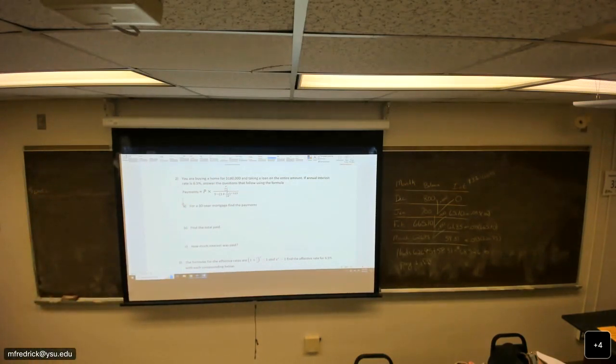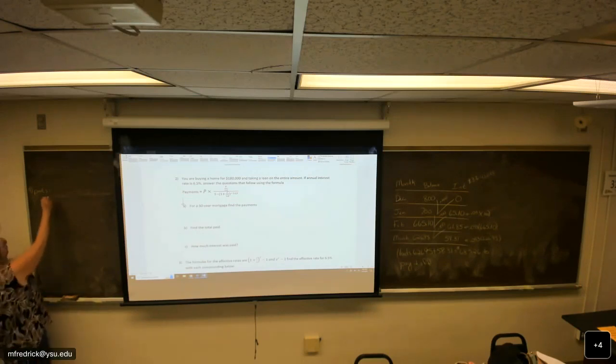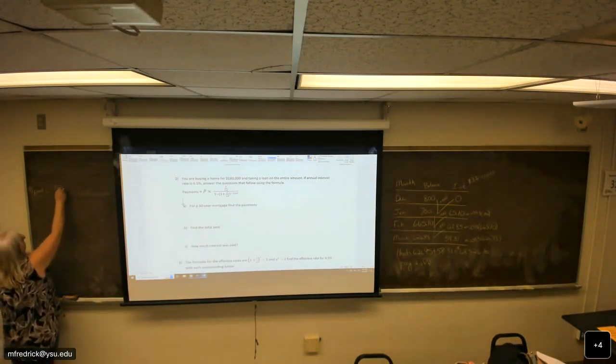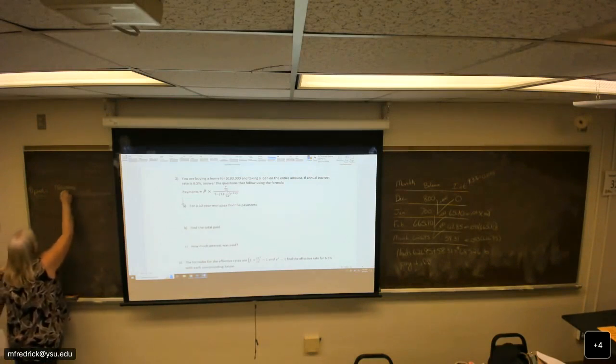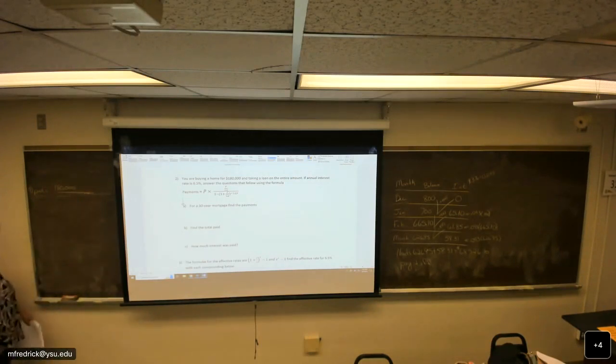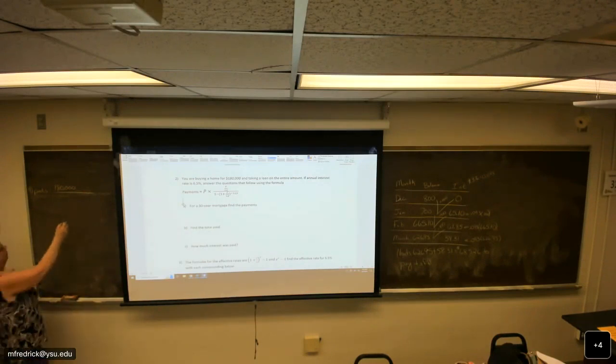What's P? It's the amount of the loan, in this case, the principal, which is $180,000. I'm gonna put it on top because then I have more space. What is R? 6.5% as a decimal. 0.065.